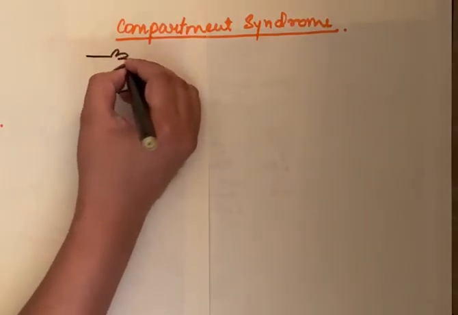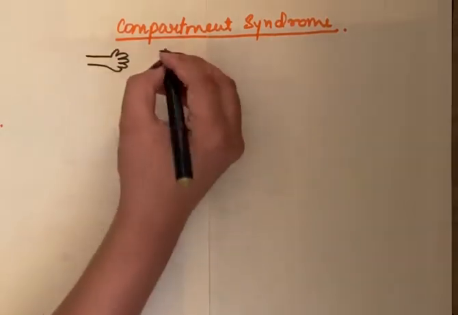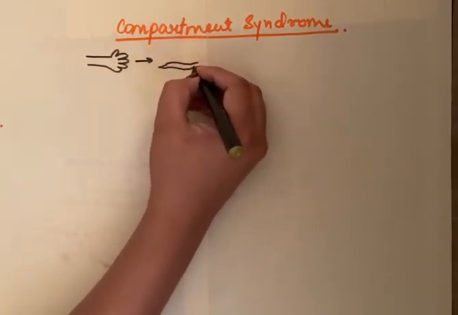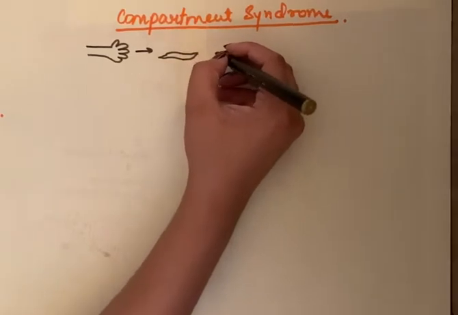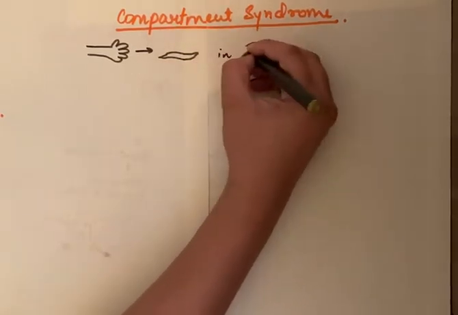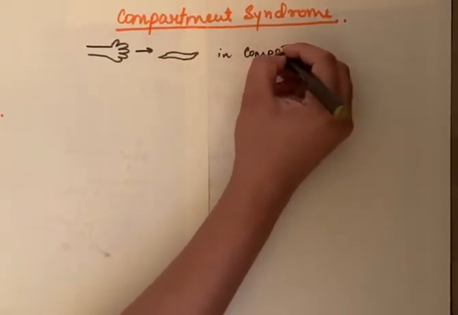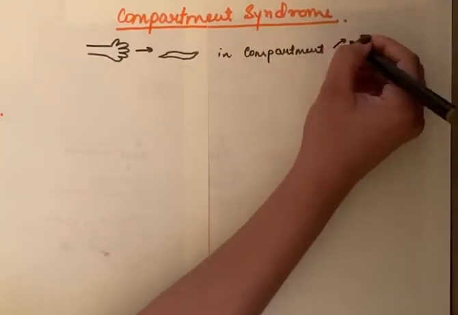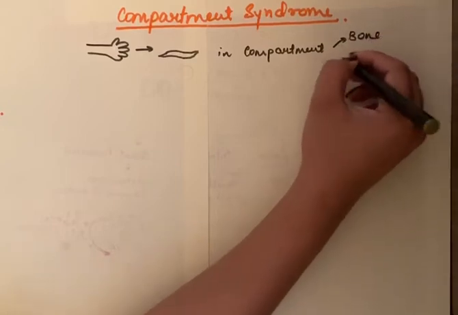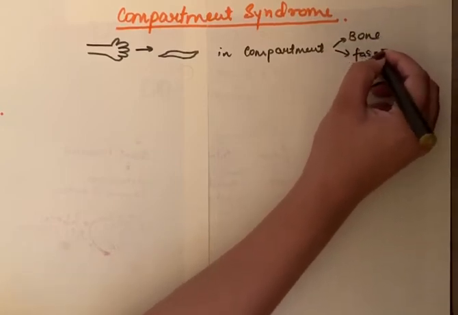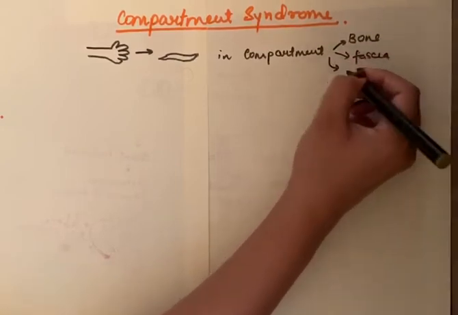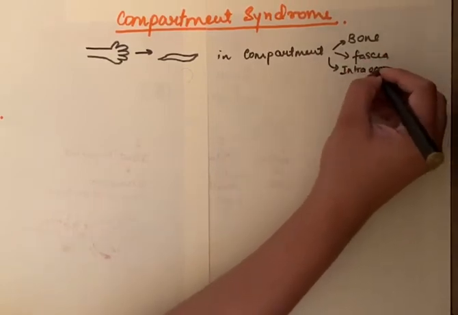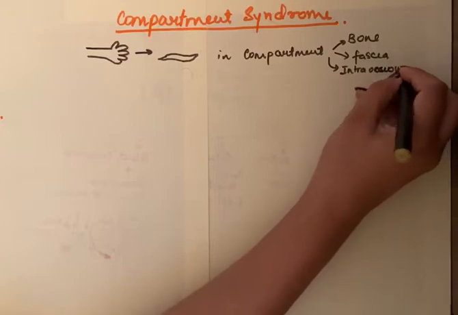In the limbs, a muscle is in a compartment, and this compartment consists of bone, fascia and interosseous membrane.